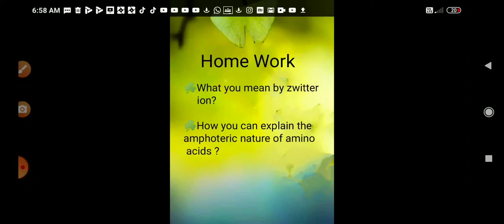What do you mean by zwitterion? How can you explain the amphoteric nature of amino acids? So these are about the proteins. In the next video we'll be discussing more on the linkages in the protein.